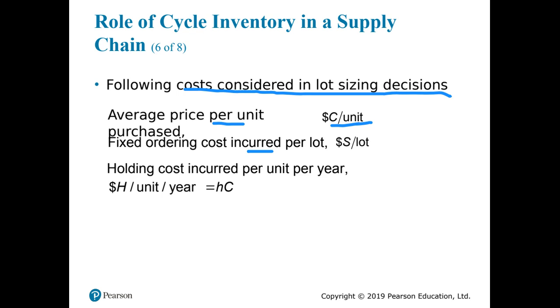So average price is per unit, whereas lot size is per lot, and then holding cost per unit is going to be holding cost per unit per year. So we are referring to it as HC. And S is for fixed cost, and C is for average price per unit.